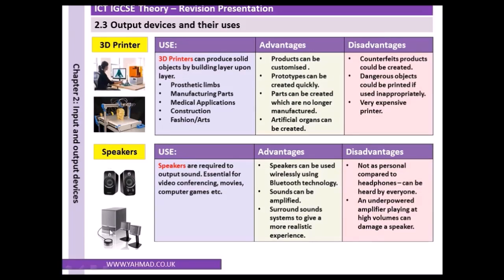Now speakers are used to output sound, maybe in a web conference, essential for video conferencing, movies, computer games. So it can be used wirelessly using Bluetooth technology. Sounds can be amplified. Surround sound systems give a more realistic experience. Not as personal compared to headphones, can be heard by everyone. An underpowered amplifier playing at high volumes can damage a speaker.